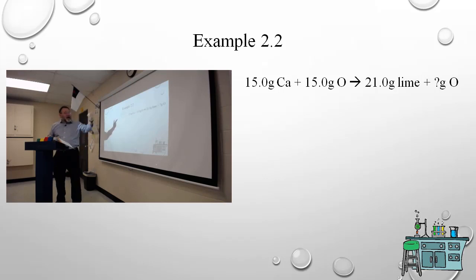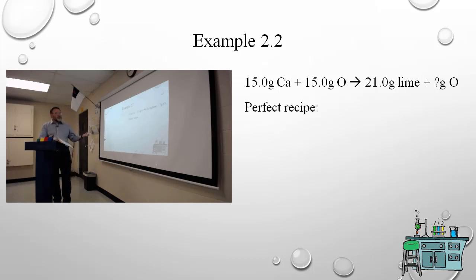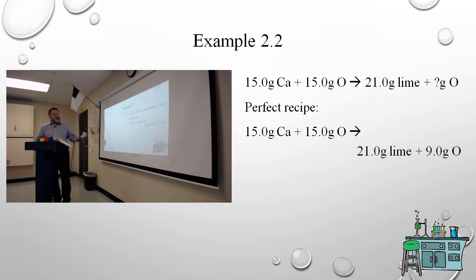First question to you, how much extra oxygen? If 15 and 15 makes 21 and something, what's the something? 9. Based upon the law of mass conservation. Basic math from the law of mass conservation. The mass of the reactants has to equal the mass of the products. So my perfect recipe, if I know this, is going to produce 9 grams of oxygen, right?